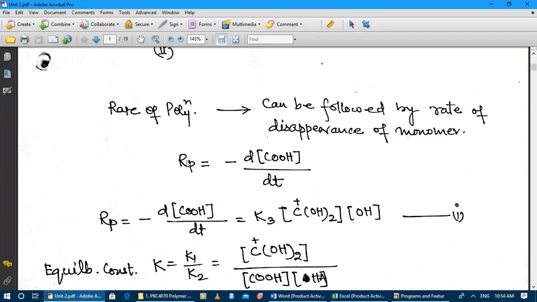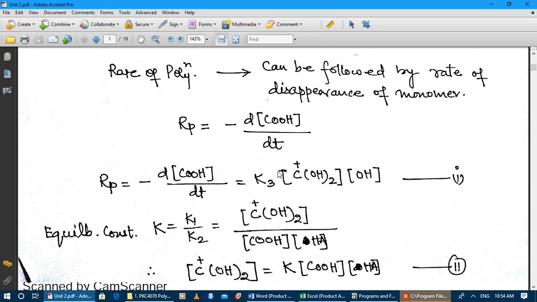So Rp, which is the rate of polymerization, is equal to negative. Why negative? Because as the polymerization reaction proceeds, the concentration of the diacid or the other monomer, diol, will decrease with respect to time. So it will be minus d/dt of the concentration of carboxylic group present in the polymerization system at any given time t.